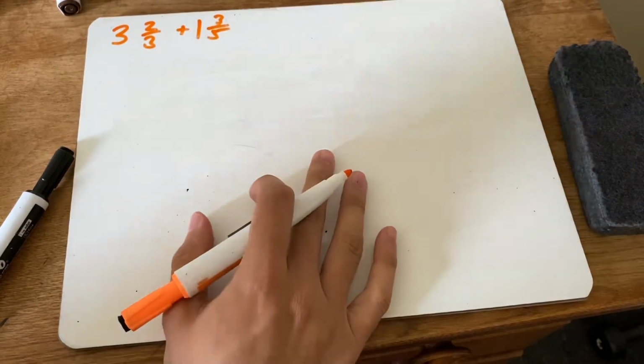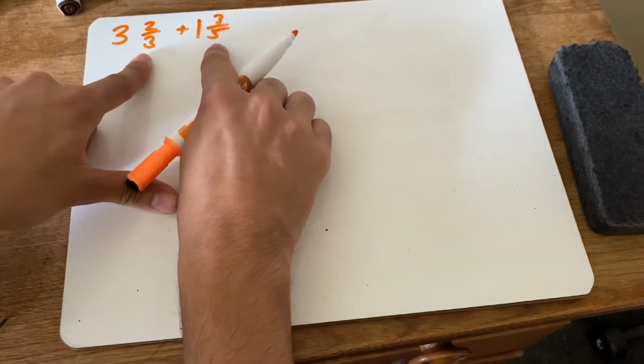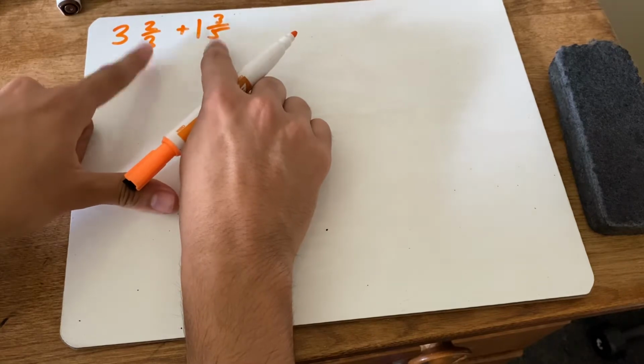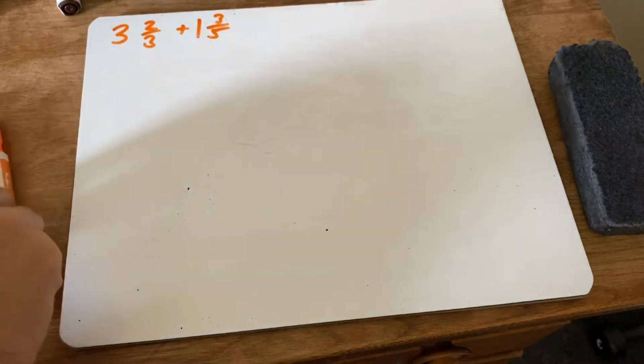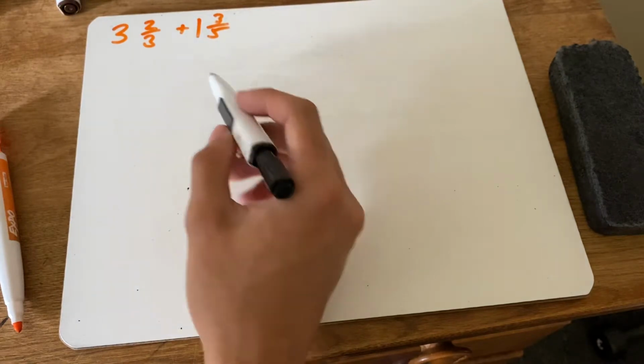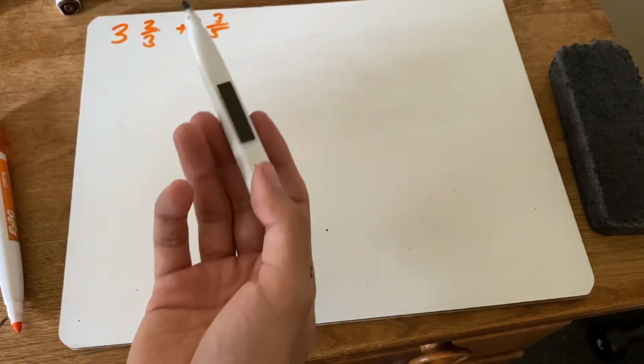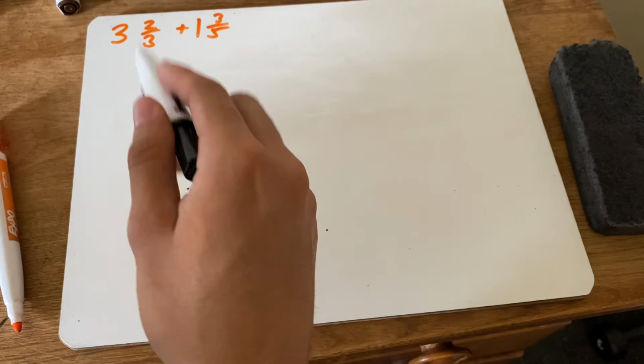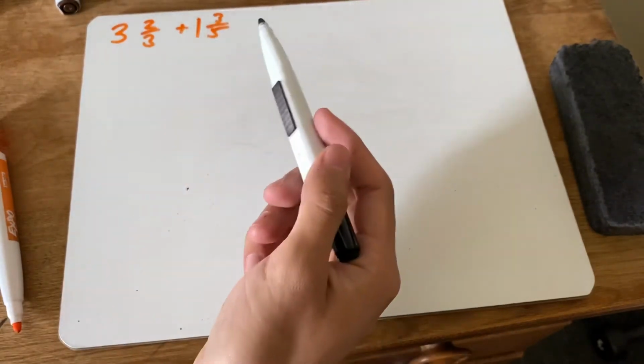All right. So right away, notice that you do not have your same denominators, okay? Again, it's very, very important that you notice when your denominators are the same or not. If they're the same, go ahead and add or subtract. If they are not the same, you're going to have to change them up so they are the same, okay?